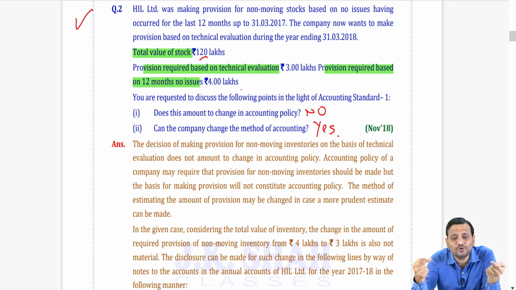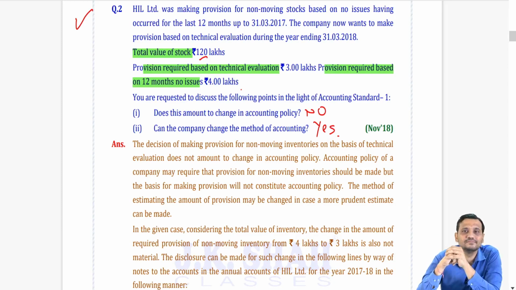How to find out the amount of provision is just a technique. What is happening in this question, friends? I am changing the technique of finding out the amount of provision. Earlier it was based on number of issues. Now it is based on technical estimates. So this is not a change in accounting policy.